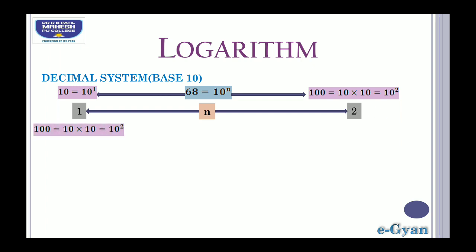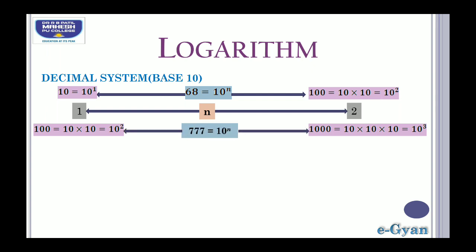Similarly, 100 can be written as 10 to the power of 2 and 1000 can be written as 10 to the power of 3. So let us choose a number between 100 and 1000, say 777. If I would like to write 777 as a power of 10, let it be 10 to the power of n. Since 777 is between 100 and 1000, 100 is 10 to the power of 2 and 1000 is 10 to the power of 3, the value of n should be between 2 and 3.